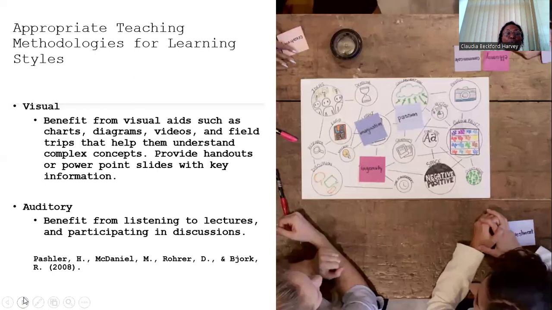Now, we will look at the appropriate methodologies for the different learning styles. Now, the visual learner, they benefit from visual aids such as charts, diagrams, videos, and field trips that can help them to understand complex content. Providing handouts or PowerPoint slides with key information would be useful for them. Now, the auditory learner, they benefit from listening to lectures and participating in discussions.